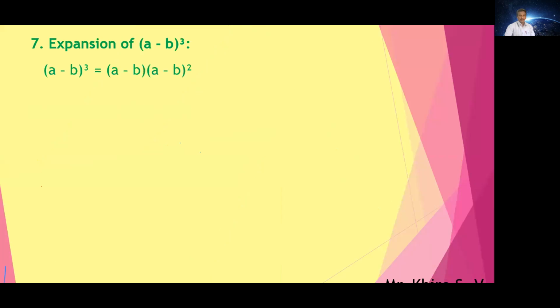Next, expansion of a minus b whole cube. A minus b whole cube is equal to the multiplication of a minus b and a minus b whole square. We know a minus b whole square. Therefore, a minus b into a square minus 2ab plus b square.